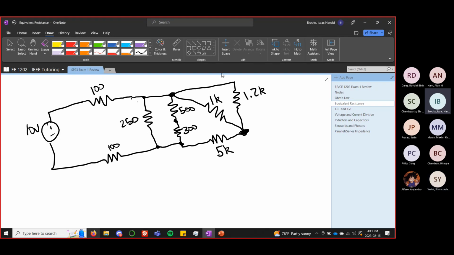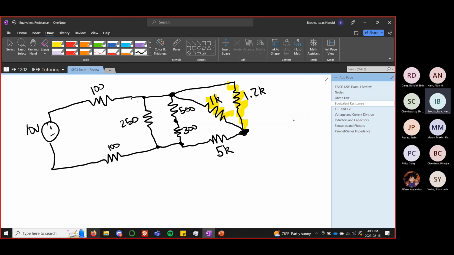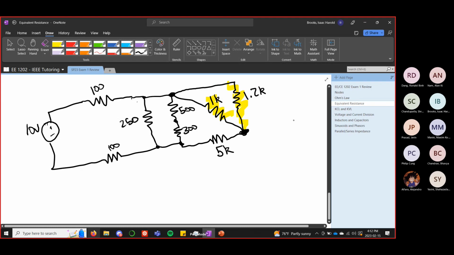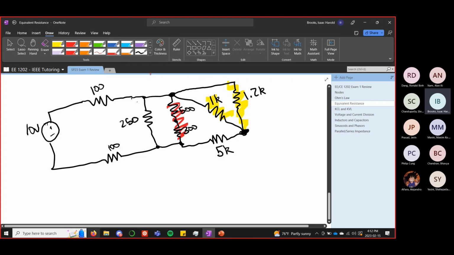So step one, we can combine these two, they are in parallel. And one notation thing that you've probably seen is you can write the 1K is in parallel with the 1.2K. This just means parallel. But anything else that we can do on this step? Resistors in series, the 500 and 300. Yeah. We can combine these two in series, right?